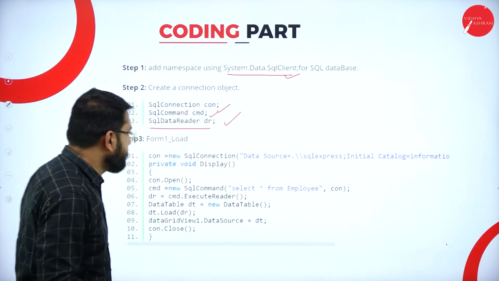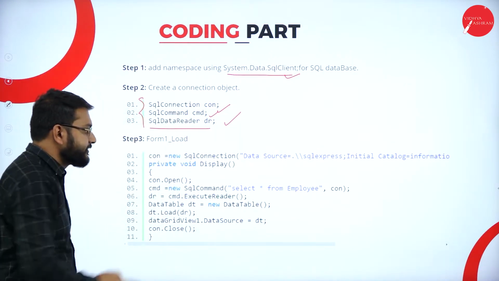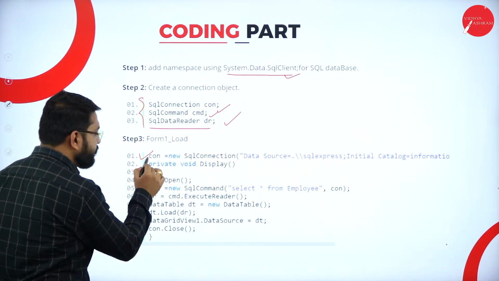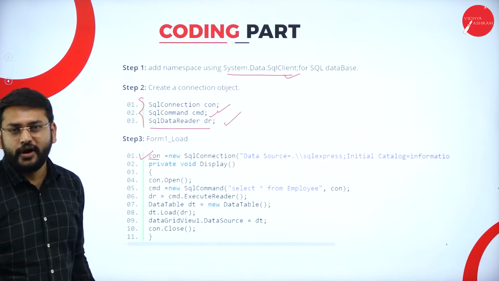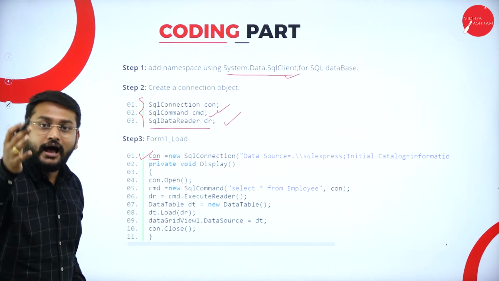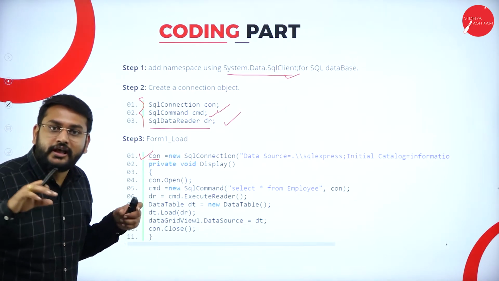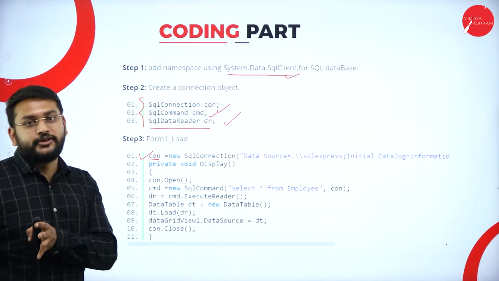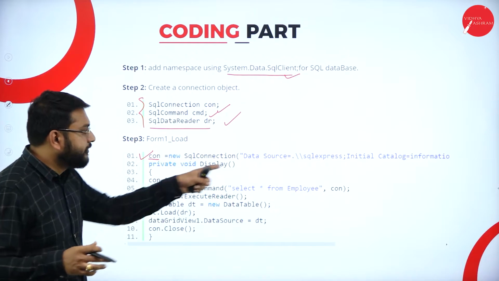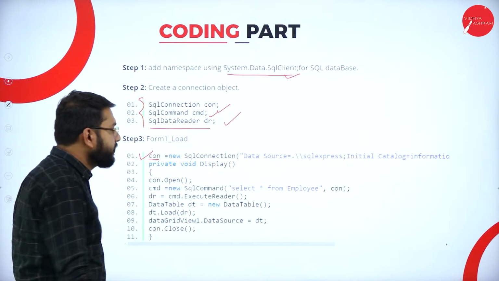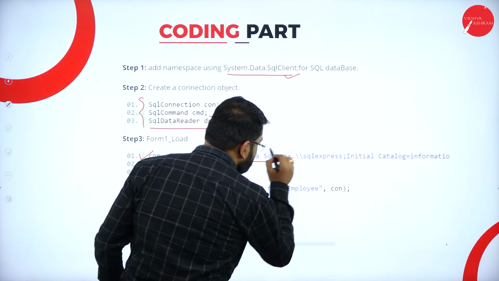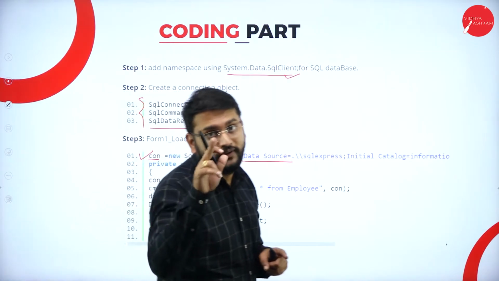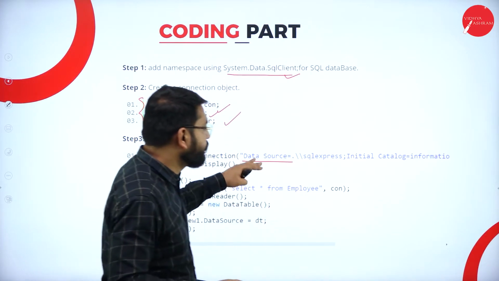In the beginning, I will create the objects like this. Then observe in this line, I have used a con object. Why do I need that? I have to establish the connection between .NET and SQL. For that, within this parenthesis, I will be copying the connection string. That's what you need to remember. So fine, I have copied the connection string.